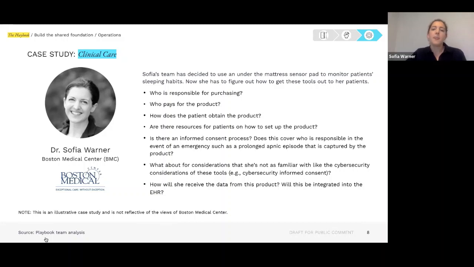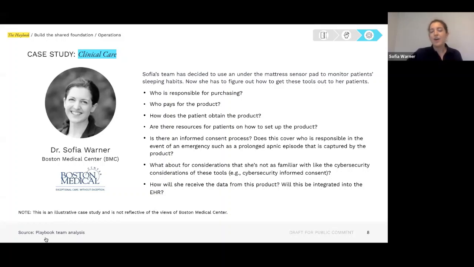And then other things to think about too: is there an informed consent process? And especially thinking about clinical scenarios, who's responsible in the event of an adverse event or an emergency. So in the case of sleep, we'd be concerned about perhaps a prolonged apneic episode in the middle of the night that is captured by the device. Is the physician liable in that case, or are they not? And how is that determined and understood by the patient prior to setting this up? And then there are other considerations that the individual physician might not be so familiar with, like cybersecurity considerations of these tools and cybersecurity informed consent.